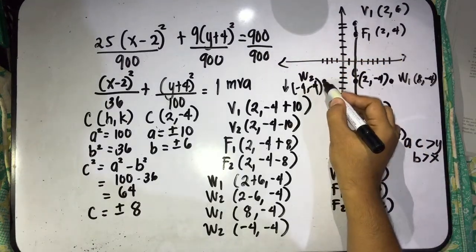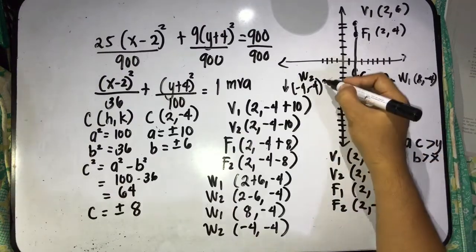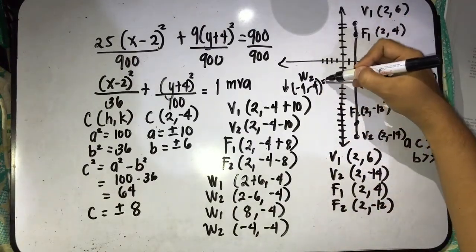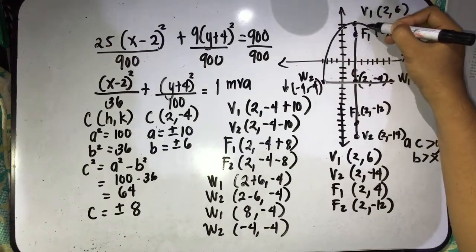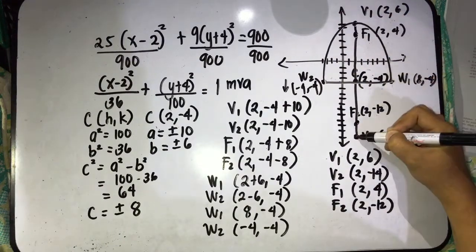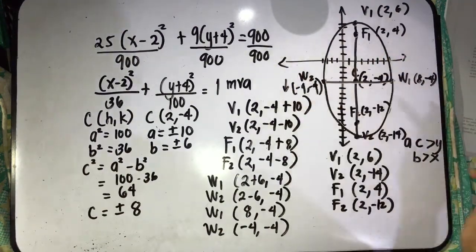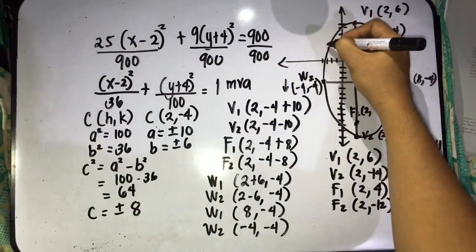So, kung mapapansin nyo, this line is horizontal. Why? Because that is the length of the minor axis. So, pwede na natin pagdikit-dikitin. So, this is now the graph of the ellipse having this equation.